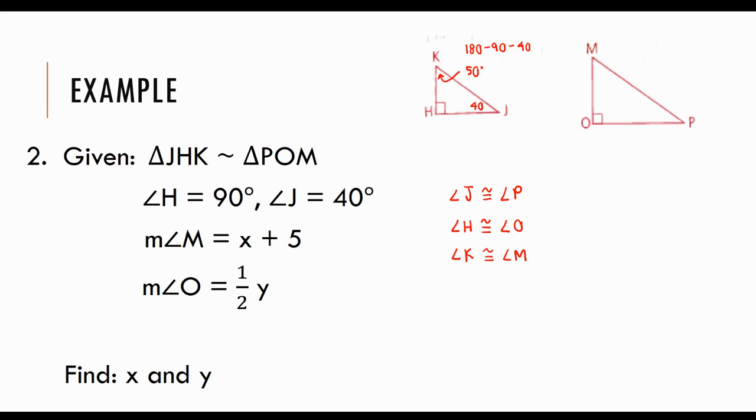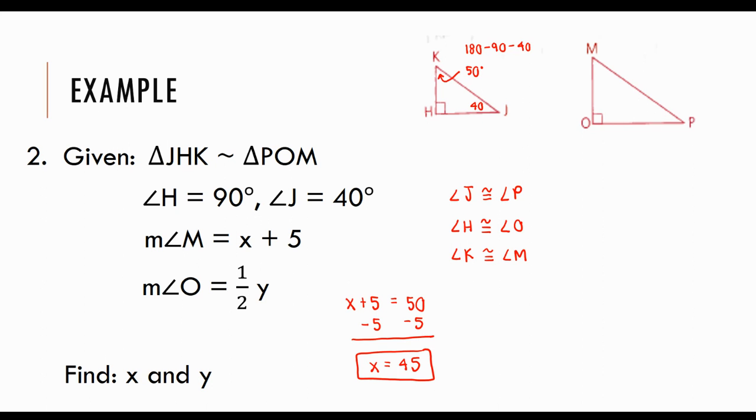So that's going to help me when I want to find X, because notice that angle K is congruent to angle M. Angle M is X plus 5. Congruent means equals, so I'm going to set that equal to the now measure that I know, which is angle K to be 50. So all I have to do to find X is subtract 5 from both sides, and so I know that X is 45.